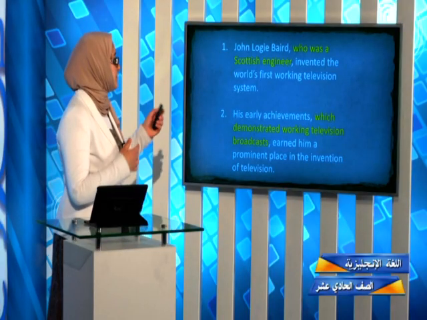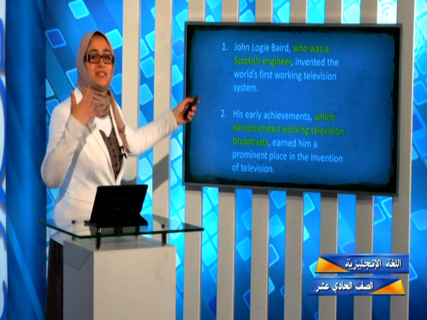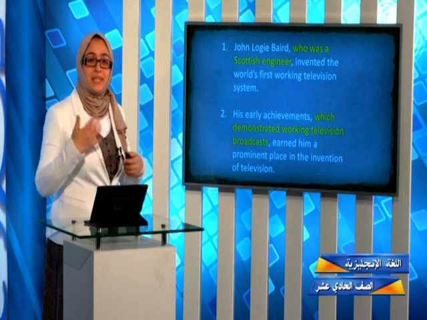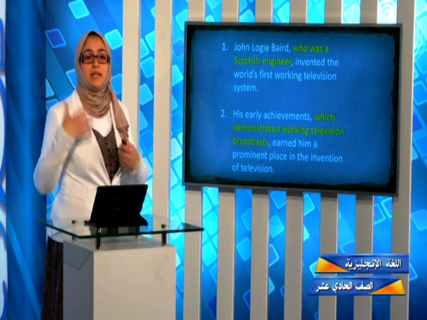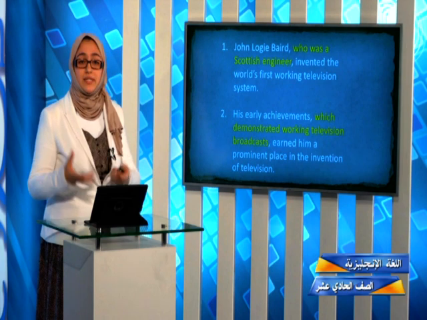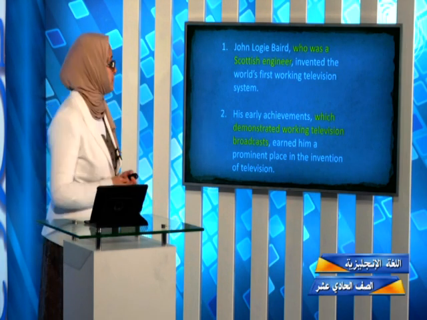So if we look at the first sentence, John Logie Baird, the relative clause goes on to explain who he is. He is a Scottish engineer. So we need to keep this in mind, that the relative clause gives us more detail, gives us extra information that we need to understand who a person is or what something does or what have you.